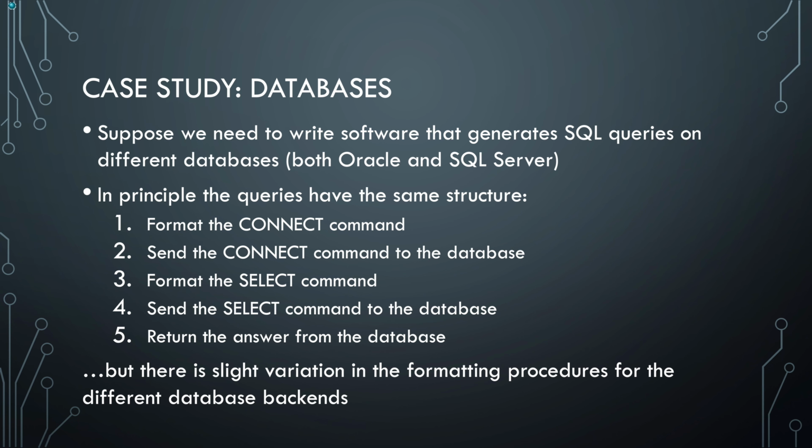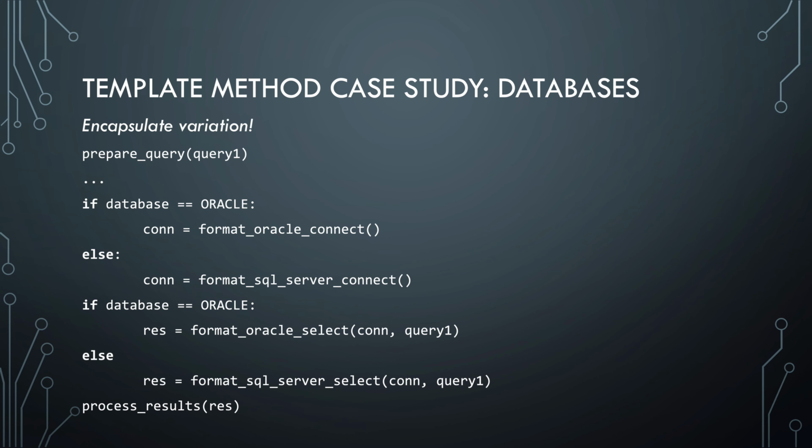The case study I'll use is connecting with and querying a database. Assume that our system can use a few different types of databases. The process of connecting and querying a database is always the same. We first connect with it, then we query it for the data that we need. However, there's some variation in how connections and queries are formatted for each database type. This is what the code could look like.